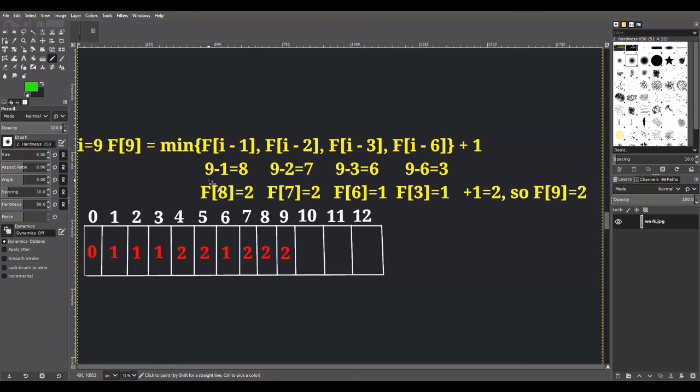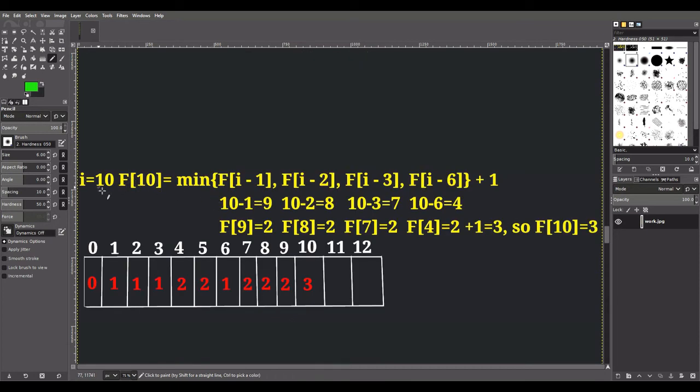And so 9 minus 1 is 8, 9 minus 2 is 7, 9 minus 3 is 6, and 9 minus 6 is equal to 3. Well, what's that? F of 8 contains 2, f of 7 contains 2, f of 6 contains 1, f of 3 contains 1. And you see we have our smallest value. It doesn't matter which one we choose. And we're going to add 1 to it, and we come out with 2. So f of 9 is equal to 2 in the array.